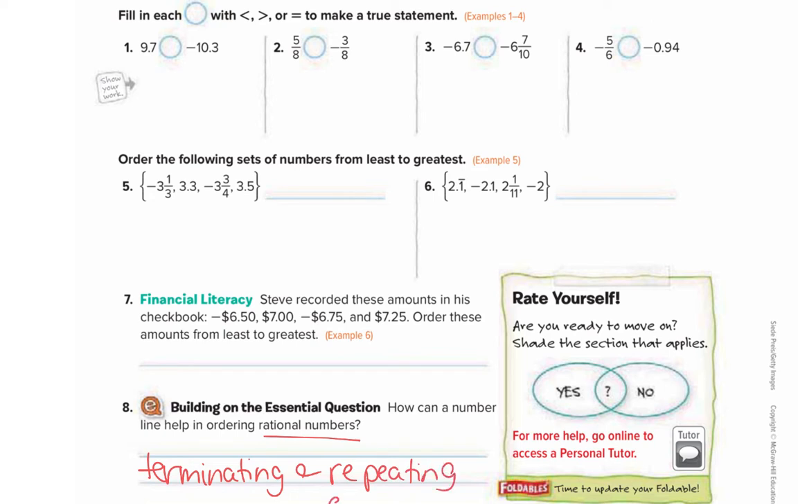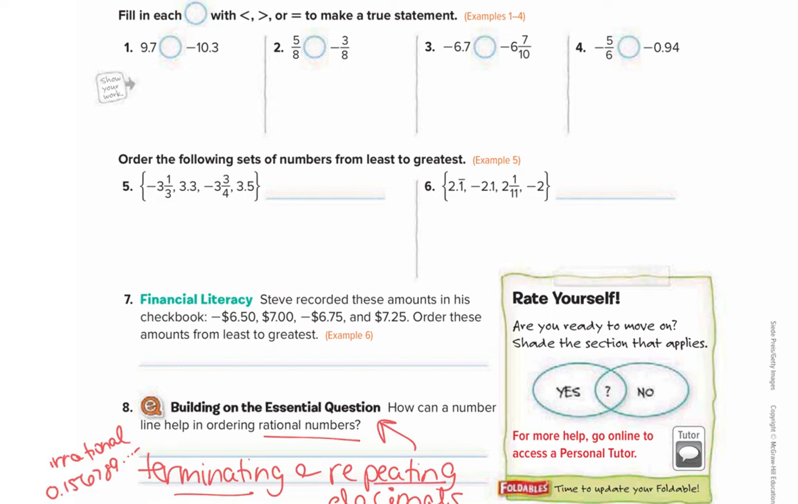If you have a decimal that goes on forever and does not repeat, then that is called an irrational number. So that's like if you had a decimal that went on with no pattern, like just something random forever. But if it's a terminating or a repeating decimal, then it is a rational number.